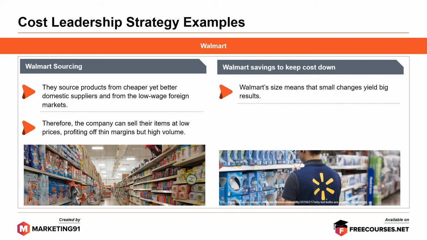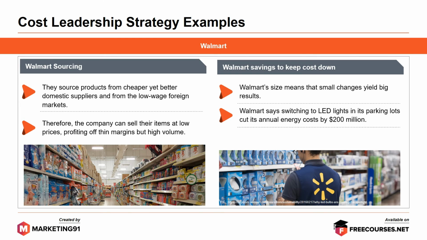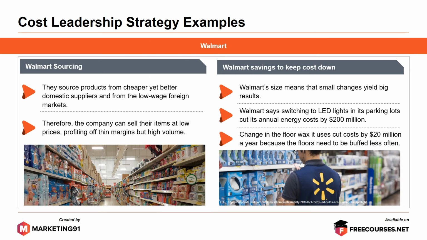Next, Walmart savings to keep costs down. Walmart's size means that small changes yield big results. For instance, switching to LED lights in its parking lots cut its annual energy cost by $200 million. A change in the floor wax it uses cut costs by $20 million a year because the floors need to be buffed less often.